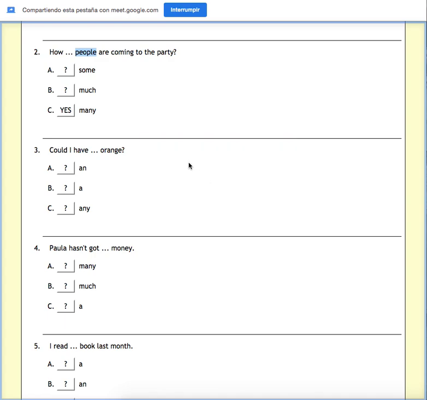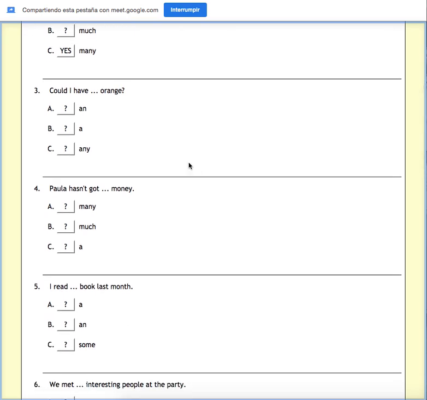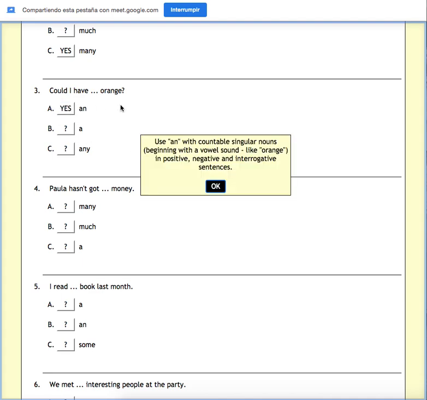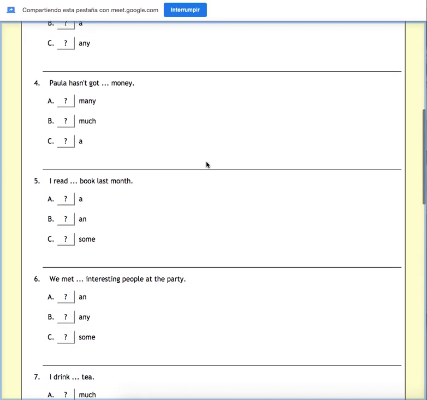Let's continue. Jerónimo, could I have a space orange? How can you complete it, Jero? An orange, very good. Could I have an orange? Perfect. Isa, the next one.